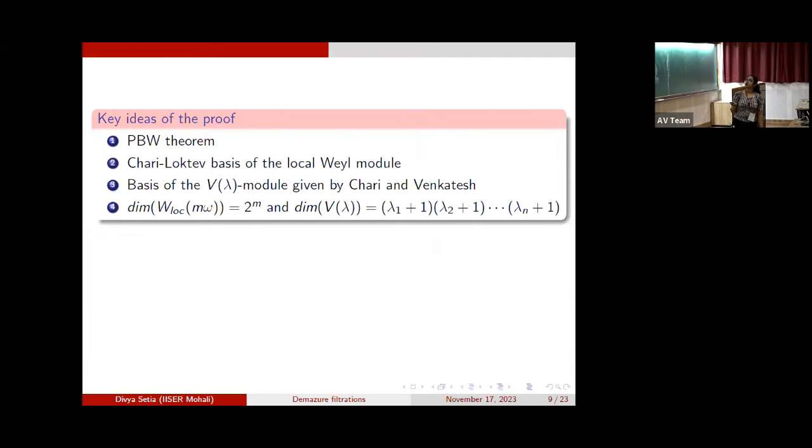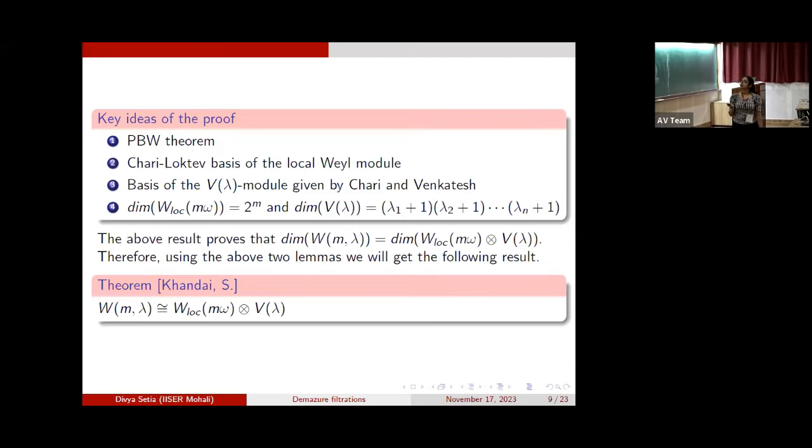The proof is quite long, so I'll just include the idea of the proof, that it involves the PVW theorem, the Chari-Loktev basis, the basis of the CV module, and the dimension of both. Combining these four strategies, we can prove that the dimension is less. So this is the result for the new module that we have defined. This gives the presentation of the tensor product of the local Weyl module with the CV module.